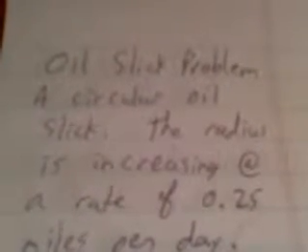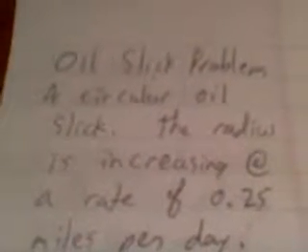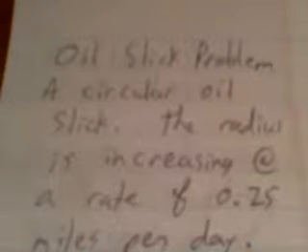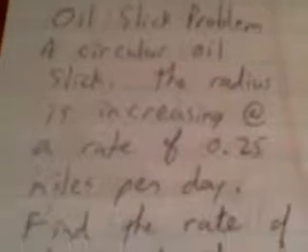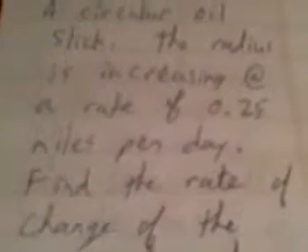We can imagine that some oil has been spilled into a lake or an ocean, such that we have a perfectly circular oil slick. The radius is increasing at a rate of 0.25 miles per day, a quarter mile per day, which I guess is probably a reasonably fast expansion of an oil slick. So find the rate of change of the area of the oil slick when the radius is 1.25 miles. So it's a pretty sizable oil slick.